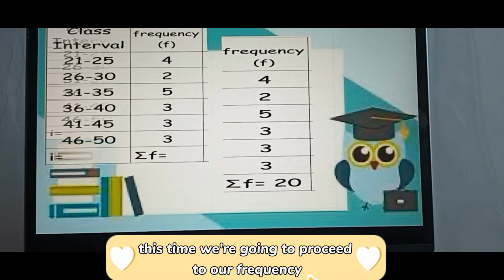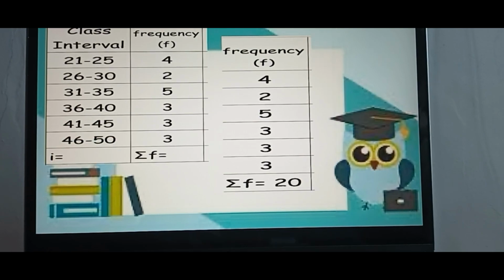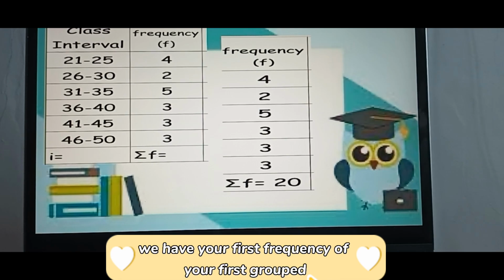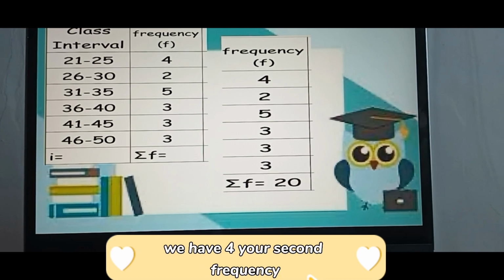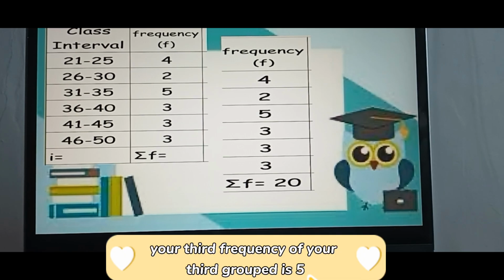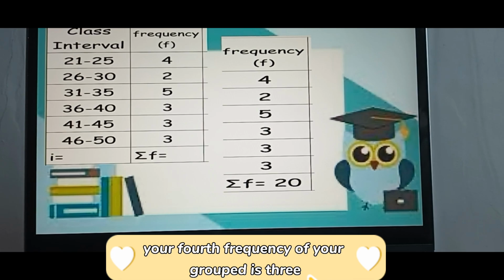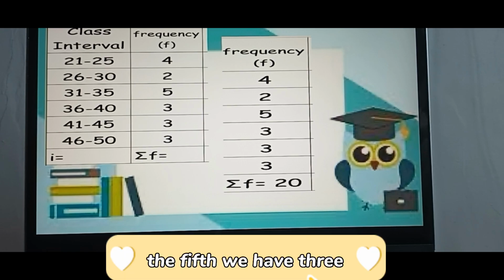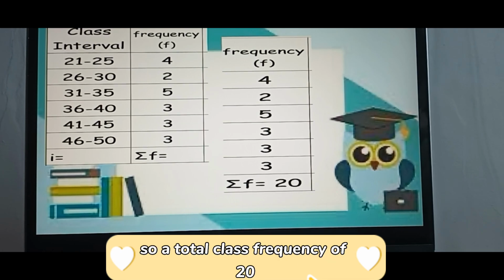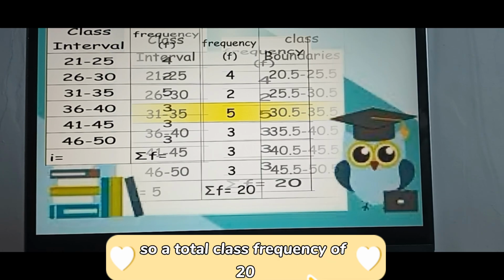This time, we're going to proceed to our frequency. For the frequency of the class intervals, the frequency of your first group is 4. The frequency of your second group is 2. The frequency of your third group is 5. The frequency of your fourth group is 3. The fifth, we have 3, and the sixth we have 3. So the total class frequency is 20.